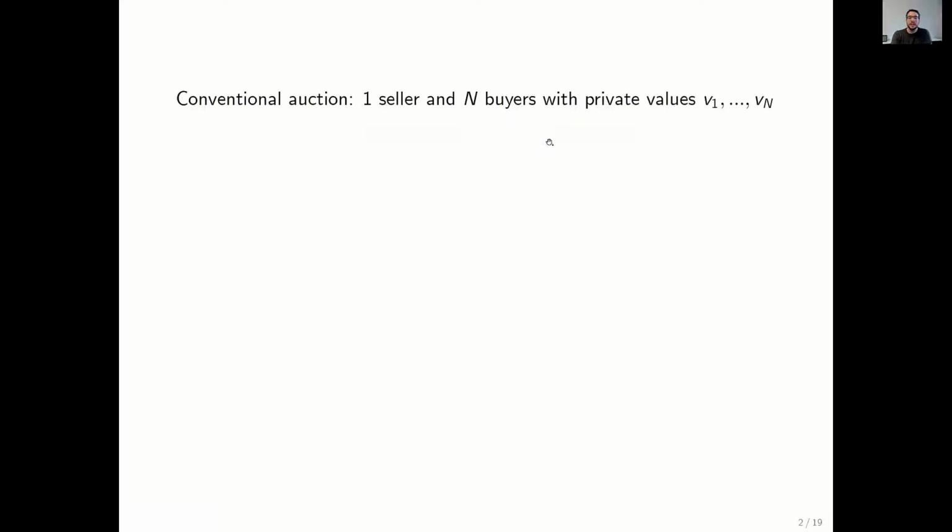So the basic setup is a setup of a private value auction. There is one seller who owns an indivisible object, and there are n buyers who have private values v1 to vn.